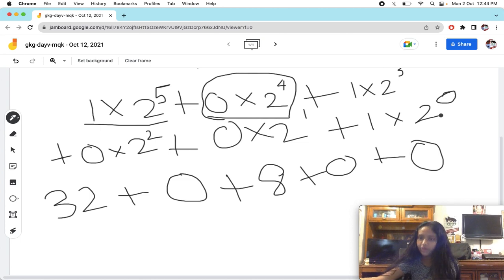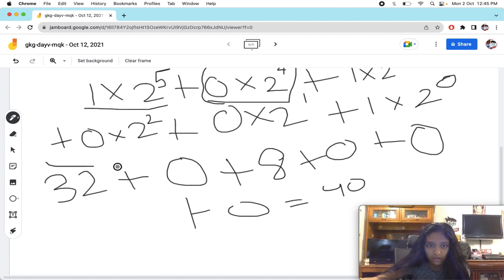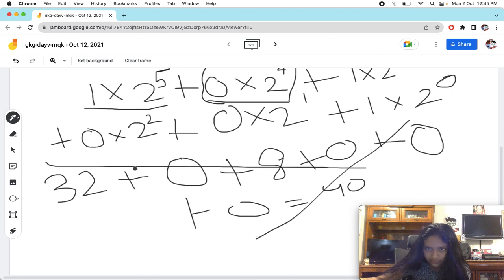Now this is very tricky. You will be thinking 2 to the power 0 means 2 into 0, which is 0, and 0 into 1 is equal to 0, hence we'll write 0 here, and then we'll get 40. You think that? Nope, it's wrong. This is not how it will be done.